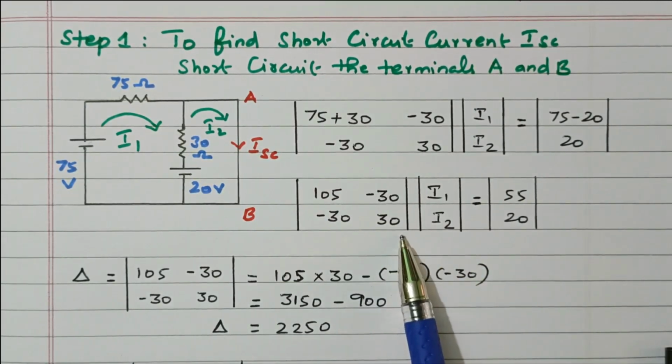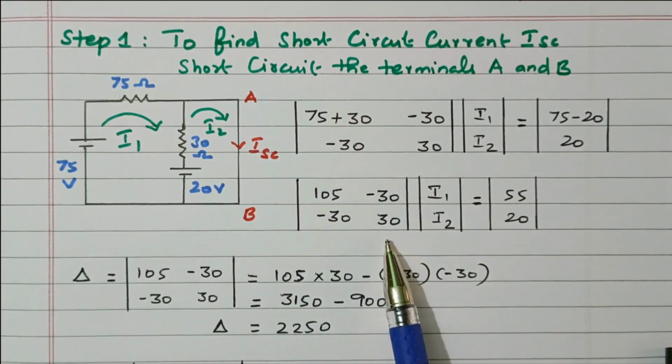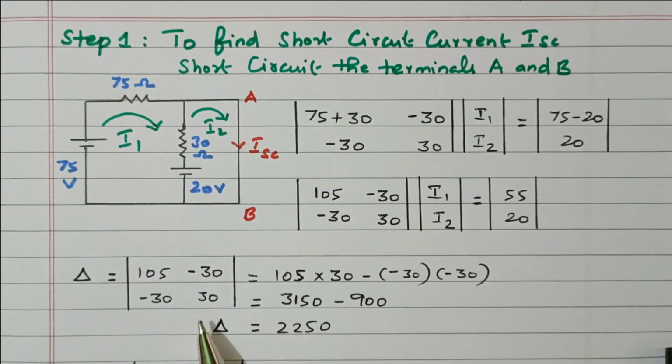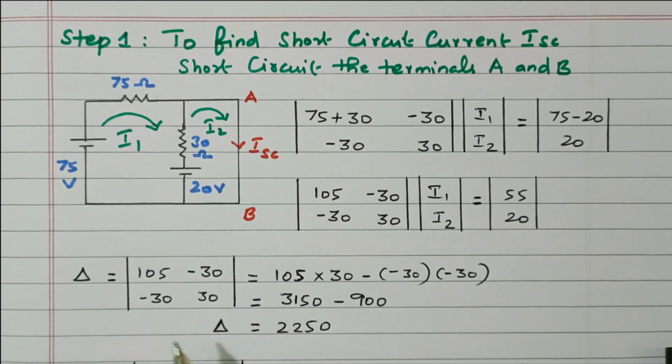Now we need to find the delta value. This is nothing but the determinant. The KVL method has separate videos available. Delta equals 105, minus 30, minus 30, and 30. So we need to find the determinant value: 105 into 30 minus of minus 30 into minus 30.